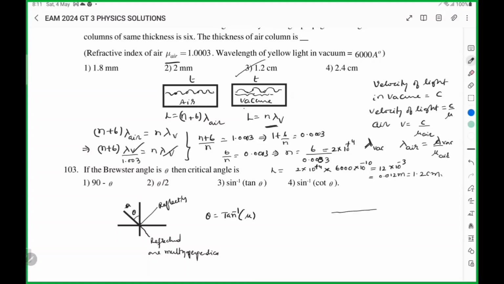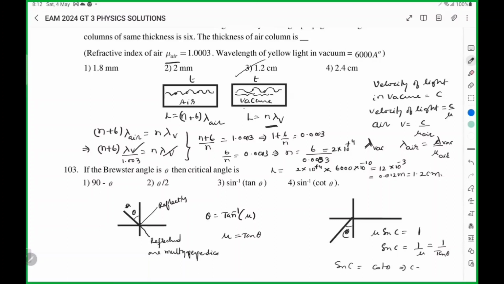Critical angle means where a ray of light passes from denser to rarer and gets totally reflected. That angle is with the normal, C. So mu sine C is 1, so sine C is 1 by mu. Here mu is tan theta, so sine C is 1 by tan theta, which is cot theta. C will be sine inverse cot theta.